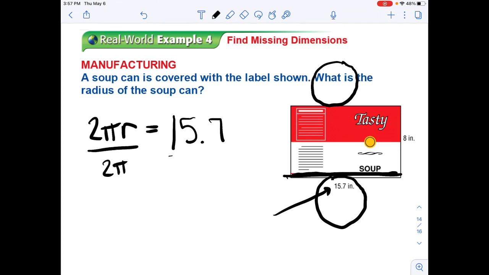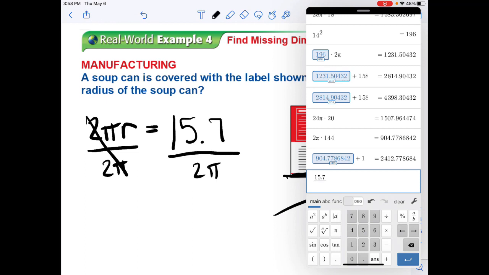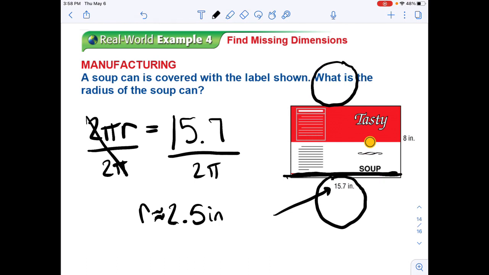So I'm going to divide by 2 pi. And we actually get that our solution is about 2.5 inches. So we know, based on our nets and what we were just solving, that this is our circumference. And then you just set it up to solve for radius.